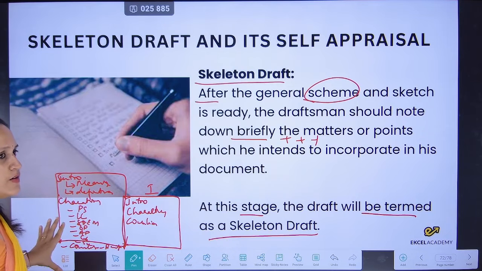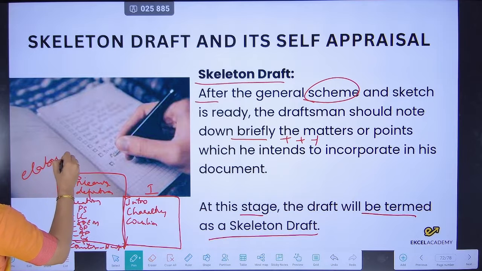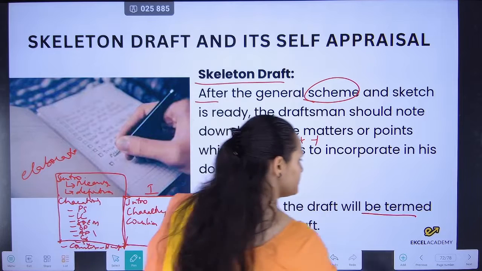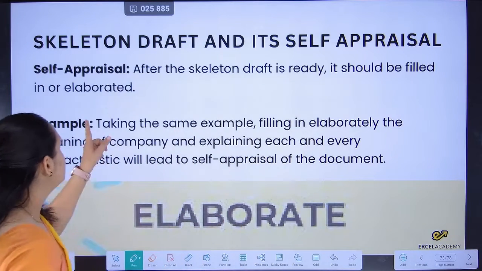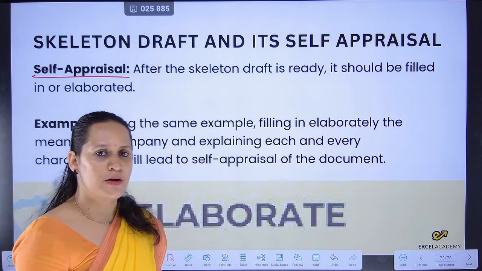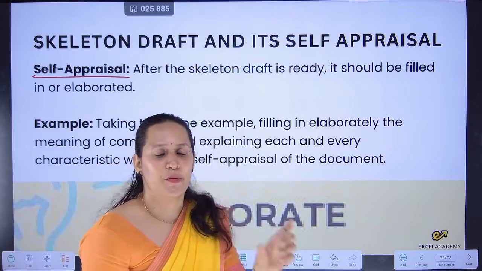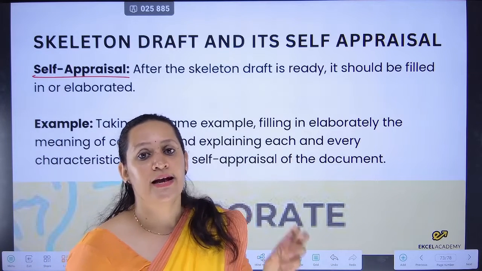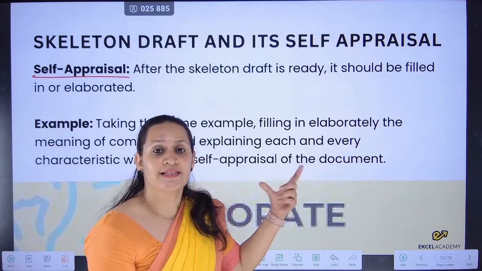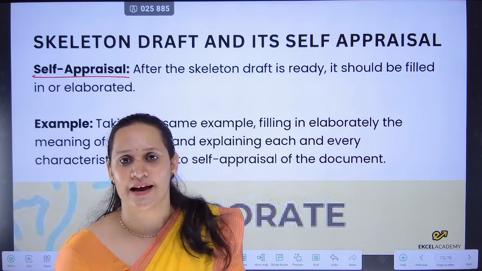Once the skeleton draft is ready, we are going to then go and do the elaboration work. Each one of those points is then required to be explained. That is the self-appraisal, right? We have to elaborate what we have already included, and time and again we should read it to see whether the language is correct, the grammatical sentences are correct, the spellings are correct, and whatever has been included has been rightly written. So, that is self-appraisal, where we elaborate and also check whether what has been written is correct or not.